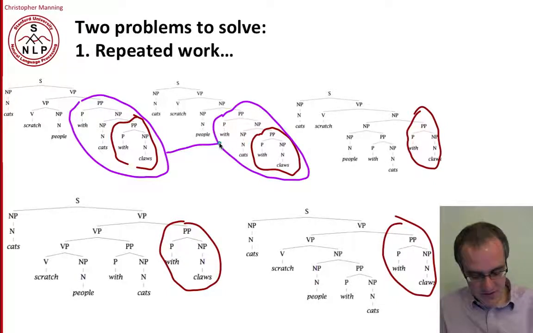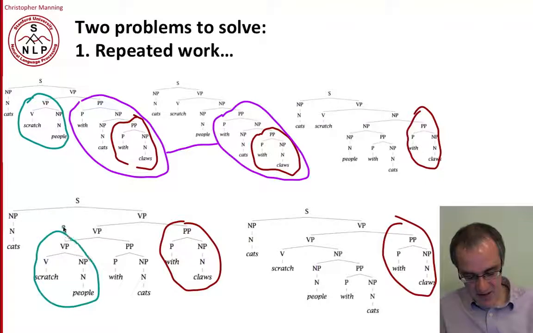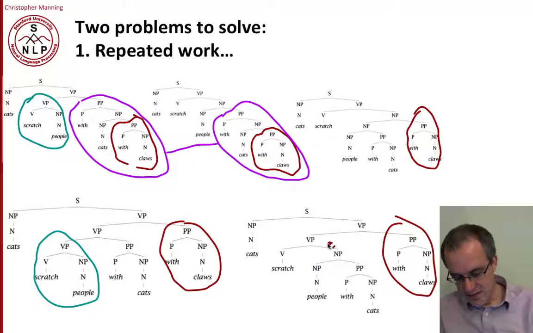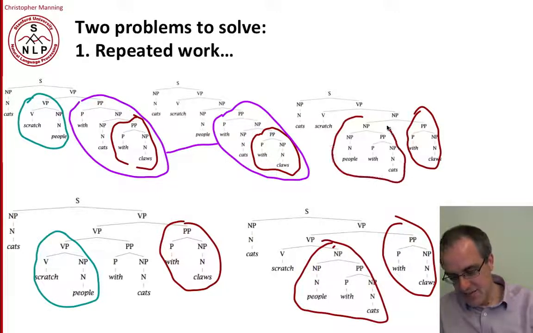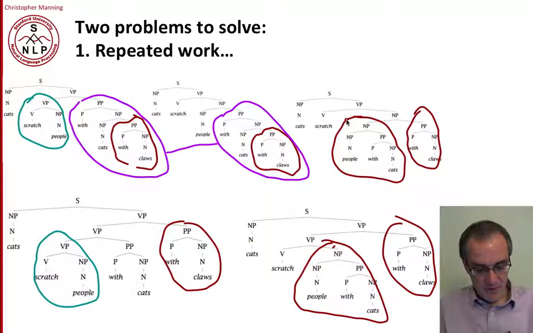And that goes on. So here's a verb phrase, "scratch people", and we generate it in that parse, and we generate it in that parse. And there are other places in which we build other pieces of structure that get repeated. So here's a noun phrase, "people with cats", and here's the same noun phrase, "people with cats".